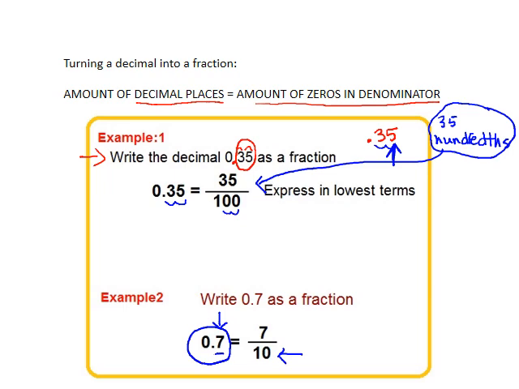Remember, we're going to name it by this place value, the very last one that's showing. And that place value is the tenths. So this is 7 tenths, which then makes sense that we are putting the denominator as a 10.